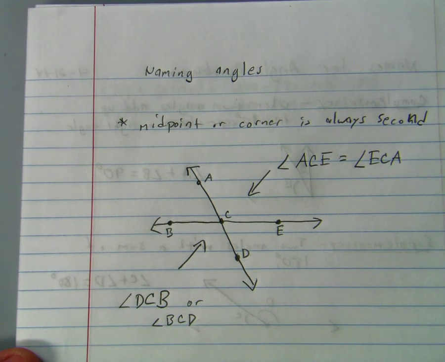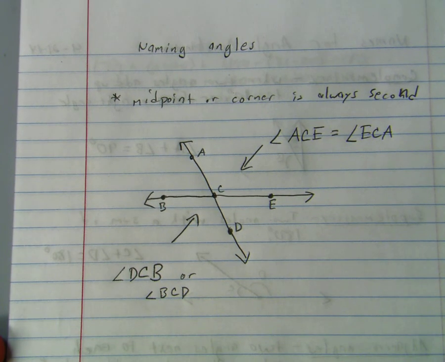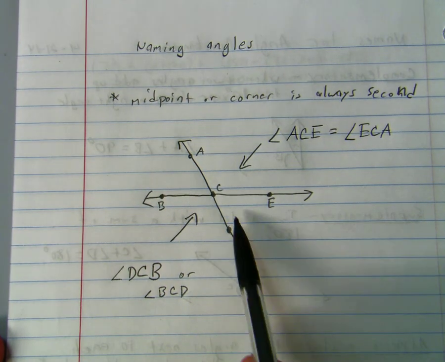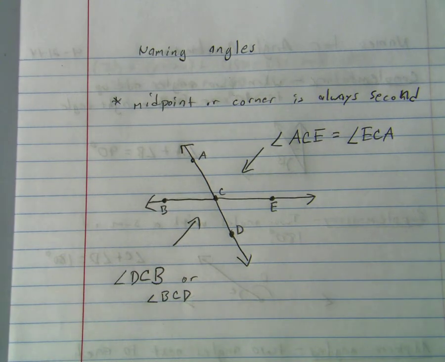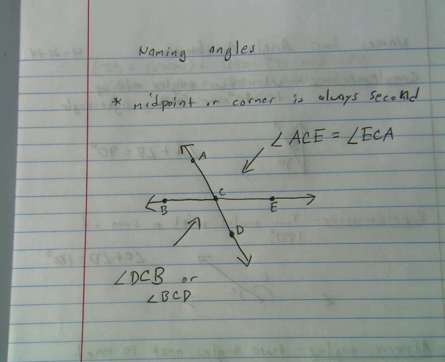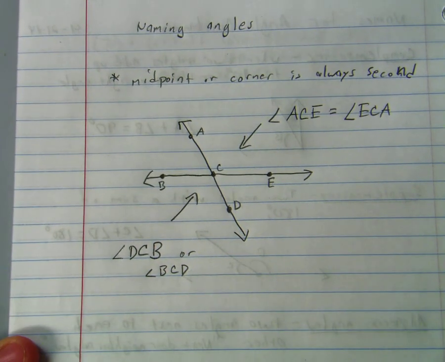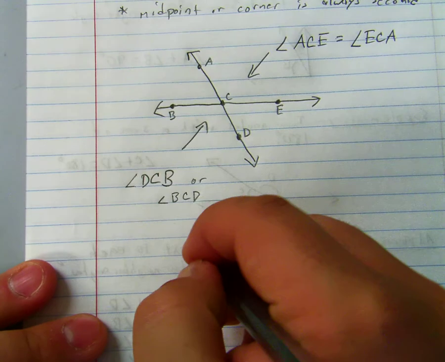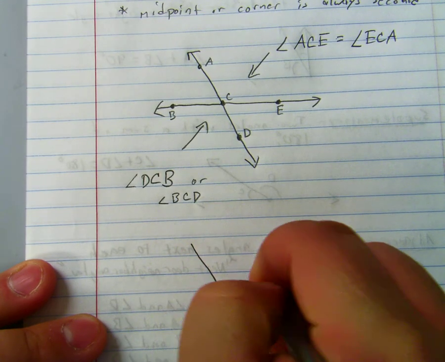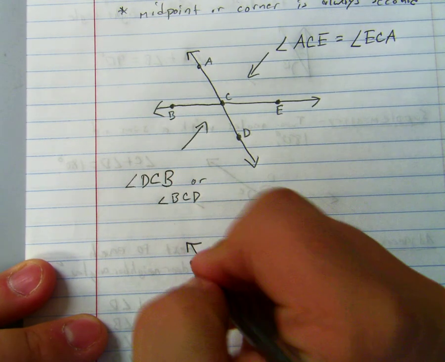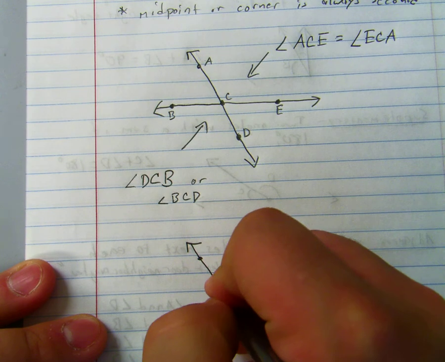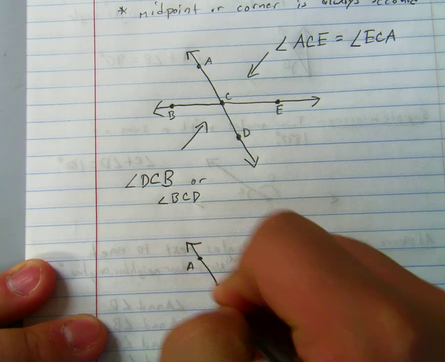So if they ask you to name the angle, remember that the point where it turns, or the point that forms the angle, is the second letter. Now, when you have intersecting lines like this, you need to use the three-letter model. And in actuality, I'd always prefer that you use the three-letter model. But occasionally, they'll just give you an angle like this. We'll call this ABC.